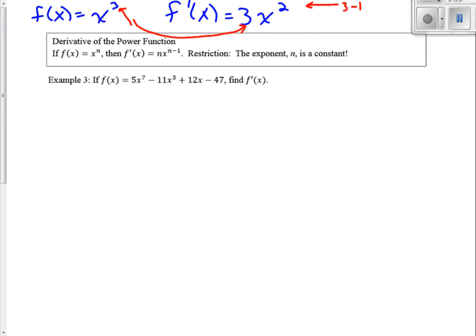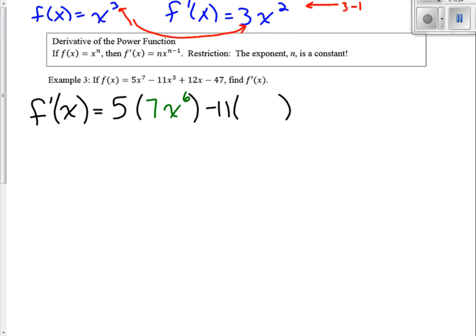So let's go through example 3. All we're going to do here is take each derivative. With the first term, we have this 5 out front. My derivative is going to be that same 5 times the derivative of my x to the 7th. So the derivative of x to the 7th: my exponent comes down in front, and my x is now raised to 1 less, which is the 6th. For the next term, again my constant stays, and I multiply by the derivative of that term, so my 3 comes down and x is now raised to 1 less, which is 2.